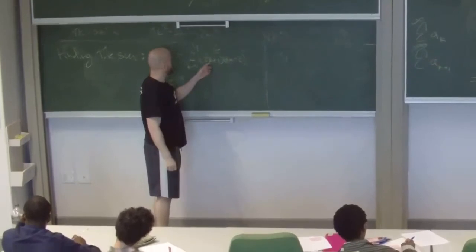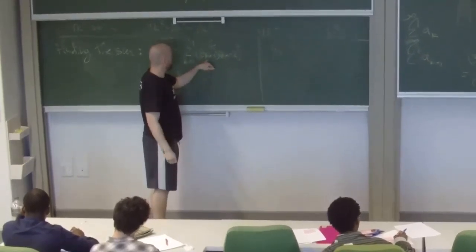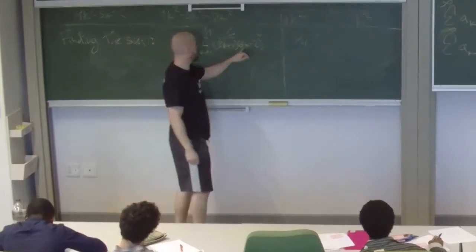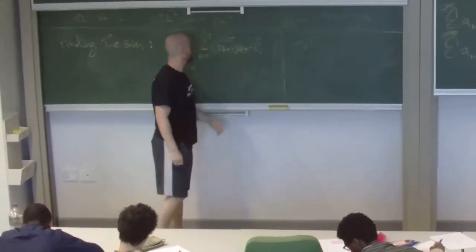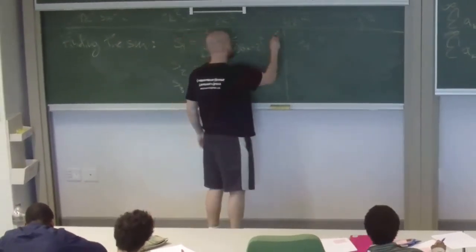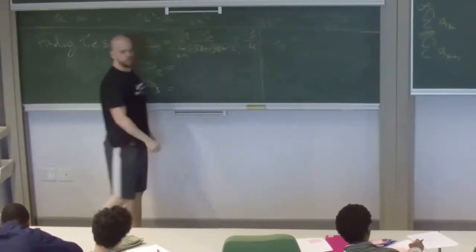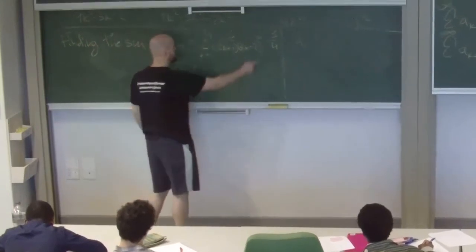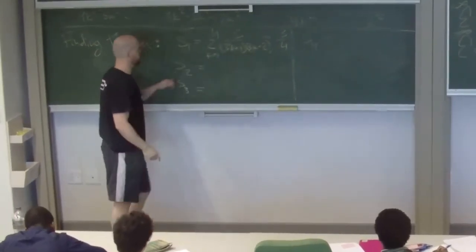So what happens when I sub in 1? I get 3 times 1 plus 1 gives me 4. And then over here, I get 3 minus 2 is just 1. So I have 3 over 4. Okay, so then what is S2?